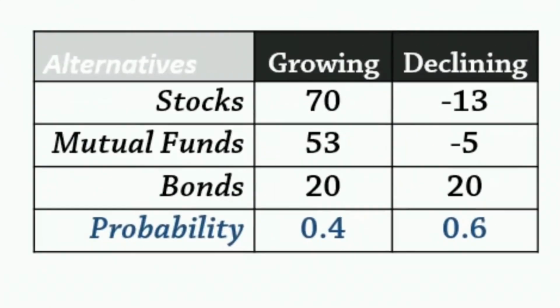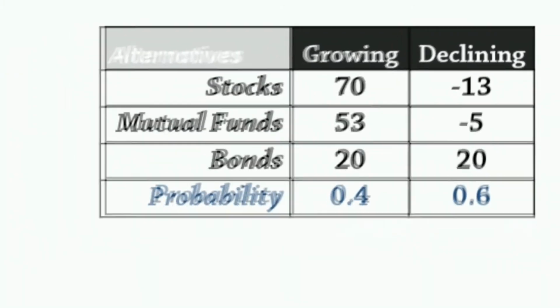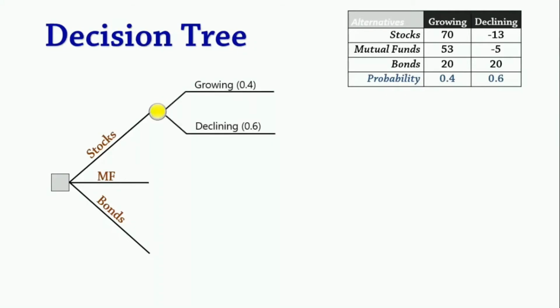Now let's construct a decision tree for this payoff table. We first draw a decision node with branches coming out of the decision node representing decision alternatives. Next, we draw the chance node or outcome node with respective states of nature or outcomes, as can be seen here for stocks. The payoffs are placed at the end of the branches, as you can see, 70 and negative 13 for stocks.